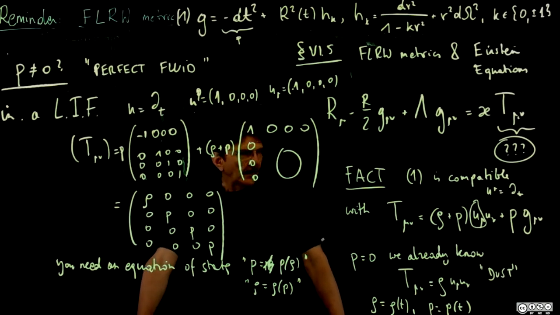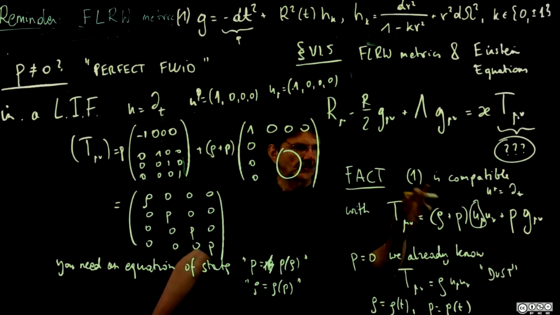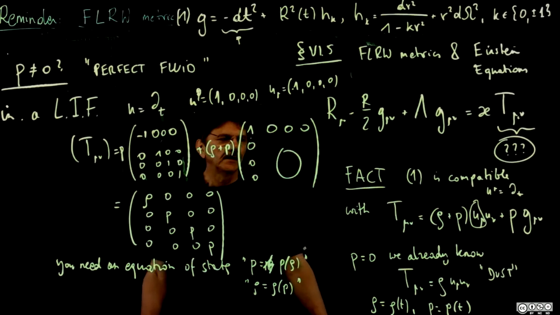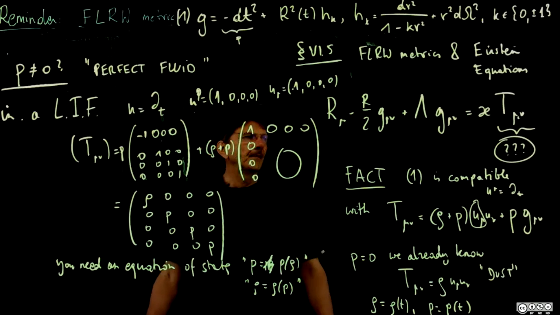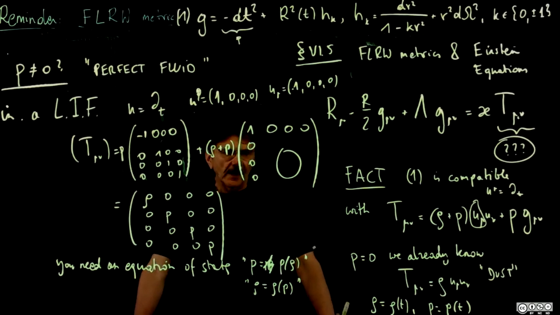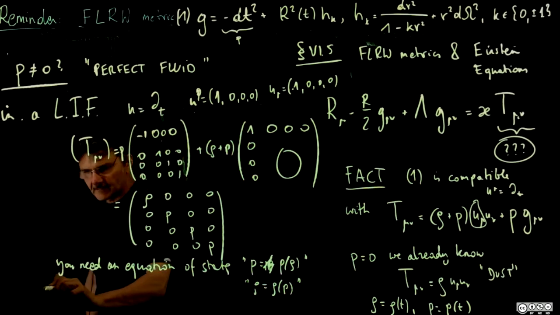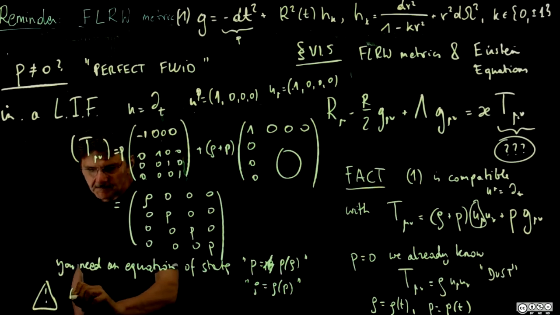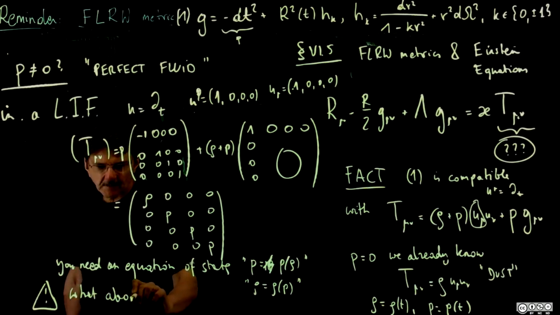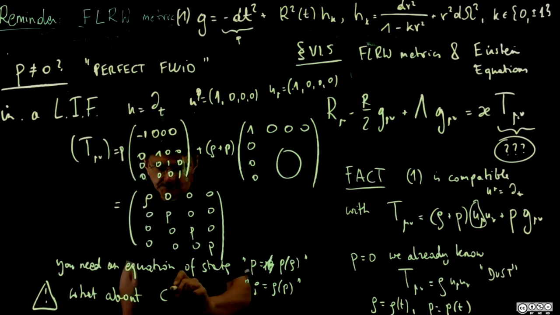So obviously the simplest solution, taking no pressure, is a good one if you just ignore the fact that there is other matter in the universe, and an important contribution is actually the CMB, right? The cosmic microwave background is filling the universe. This is something which you need to take into account.